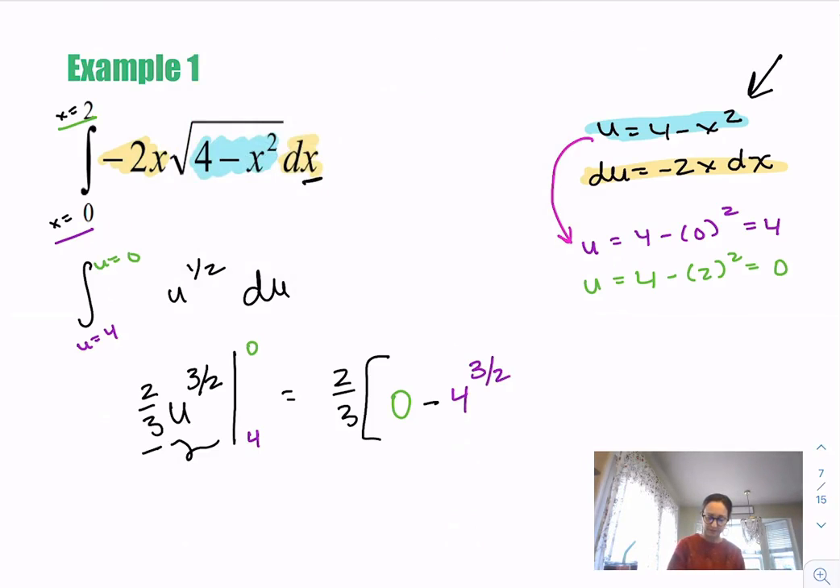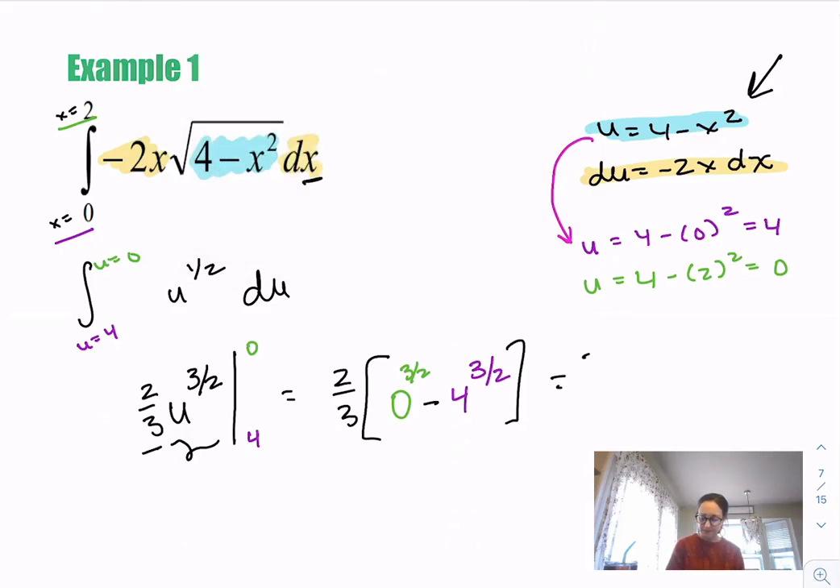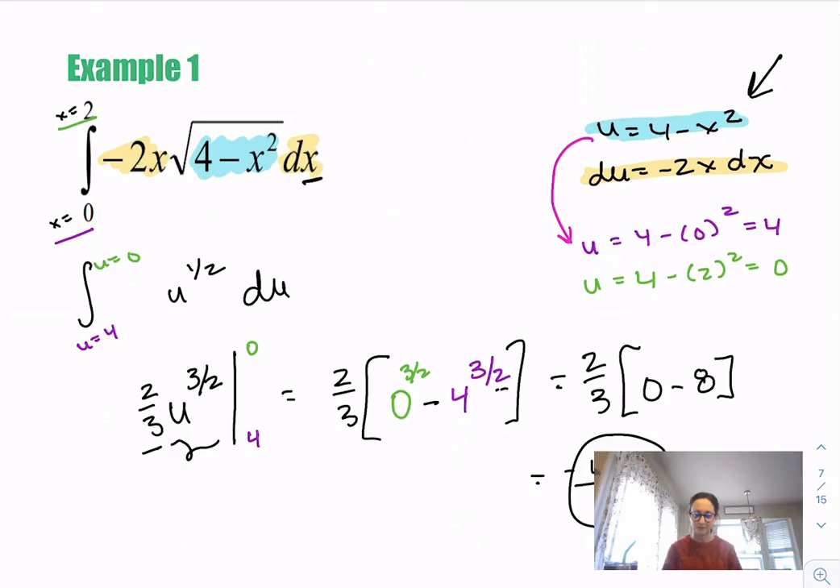So I'll get 4 to the 3/2, okay? I'll put the 3/2 here as well so you see all the steps. Okay, so that 2/3, again, is coming with me. 0 to any power is 0. What is 4 to the 3/2? That's going to be 8. Remember, square root of 4 is 2, 2 to the 3rd is 8. So I am getting, as a final answer, negative 16 over 3.